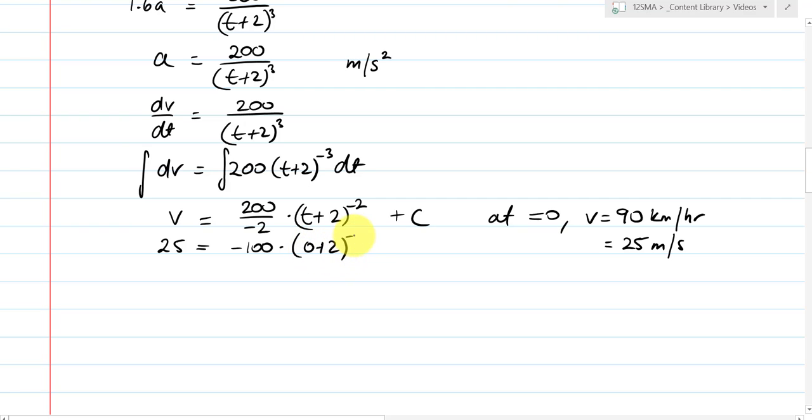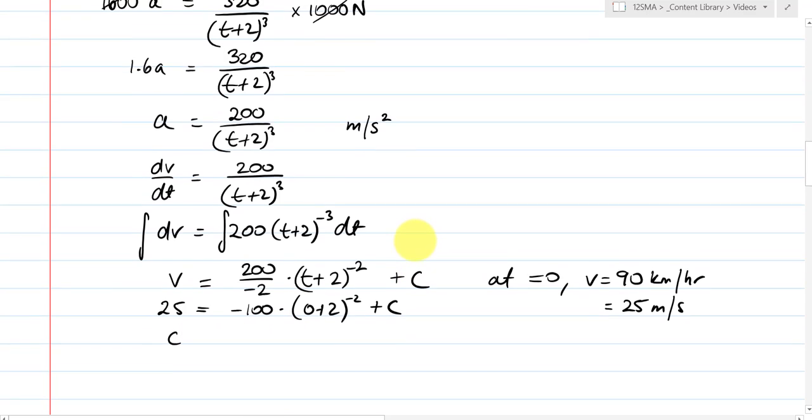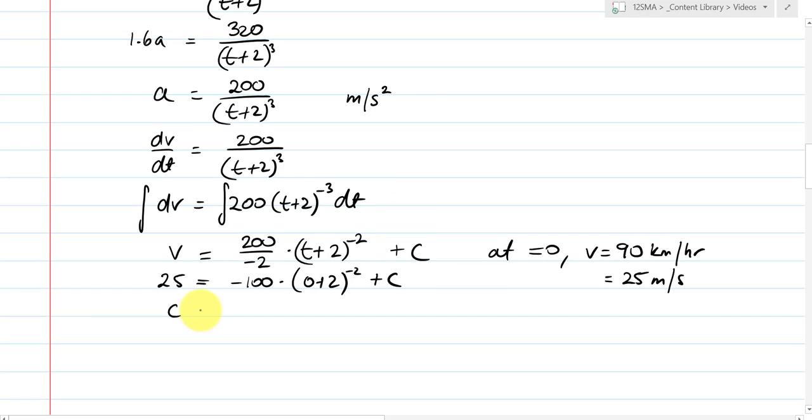And so we get 25 is equal to negative 100 times 0 plus 2 to the power of negative 2, plus c. Actually, 0 plus 2 to the power of negative 2 is a quarter, 1 over 2 squared, so 25 is equal to 25 plus c, and therefore c... now I have just missed a little trick here, because c actually comes out as 0. I need to explain why now.